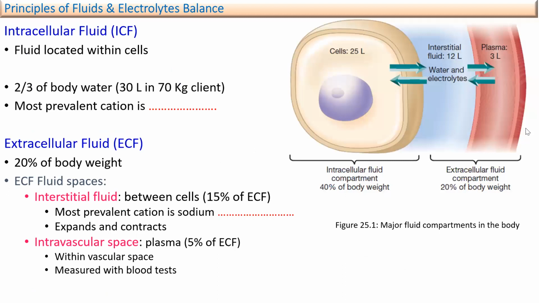Then as we move on to explain about the fluids in each of these compartments, we will find that about 2/3 of the body water is present in the ICF, inside the cells, intracellular fluid. And most of the cations in the intracellular fluid inside the cells would be the potassium. So potassium is the main intracellular cation inside the cells.